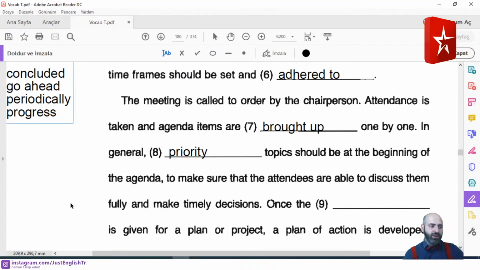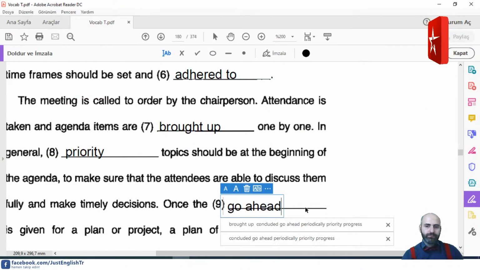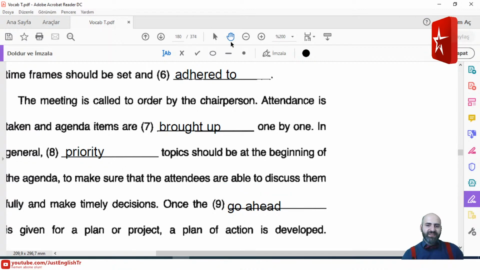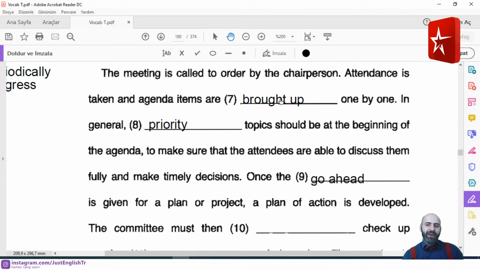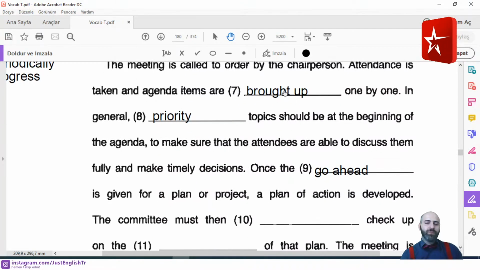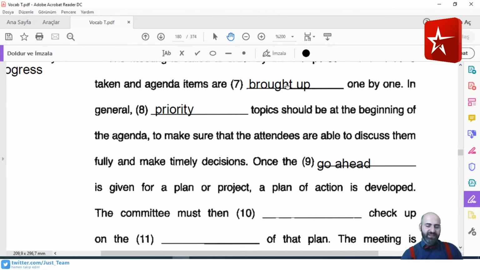Kadir says go ahead for number 9. And he is totally correct. Let's use go ahead for number 9. Once the go ahead is given for a plan or project, a plan of action is developed. Good one.